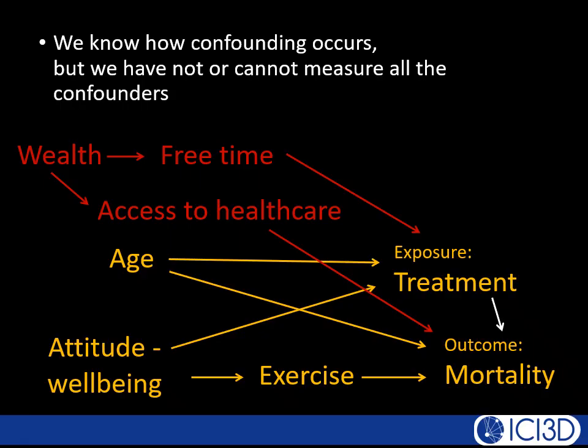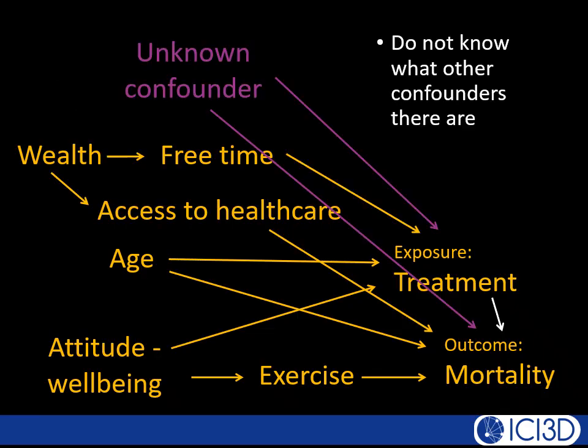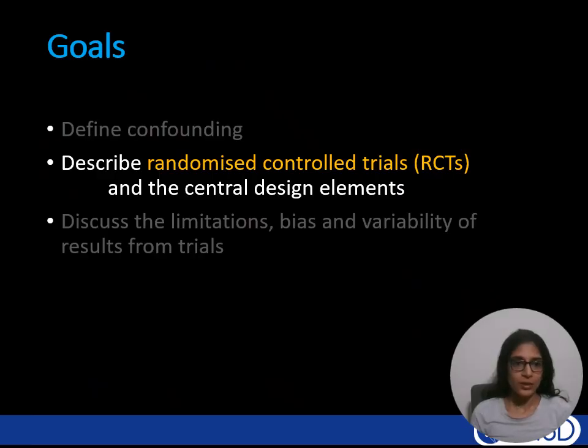Sometimes it's that we know how confounding occurs, but we have not or cannot measure all of the confounders. For example, perhaps we weren't able to have a measure of wealth. At other times, we just do not know what other confounders there are, and we have unknown confounders. Since confounding can't always be handled at the analysis stage, we should be trying to avoid it at the early study design stage. And this leads us to randomized controlled trials, which we will discuss in the second part of this lecture.